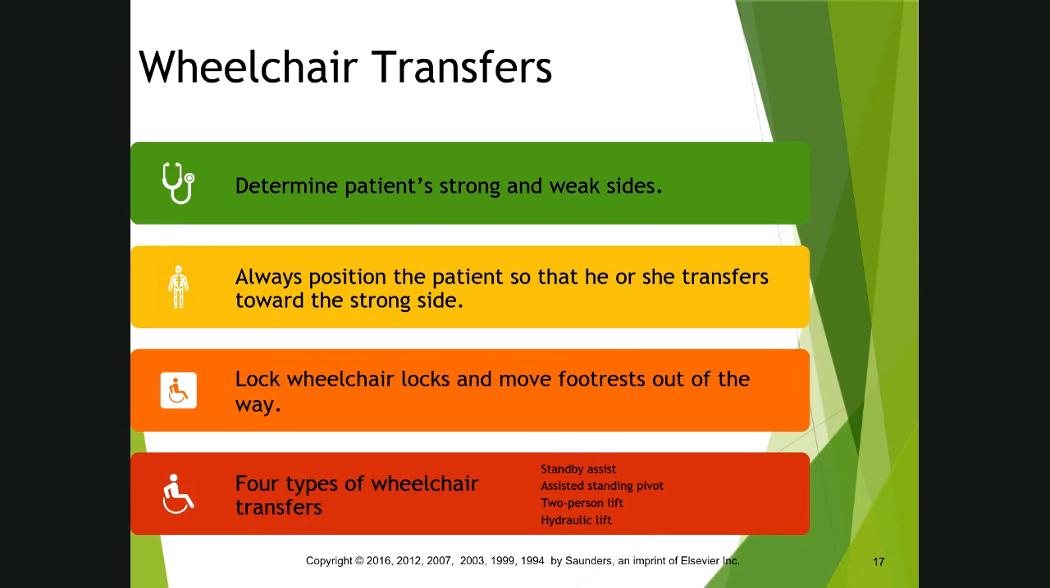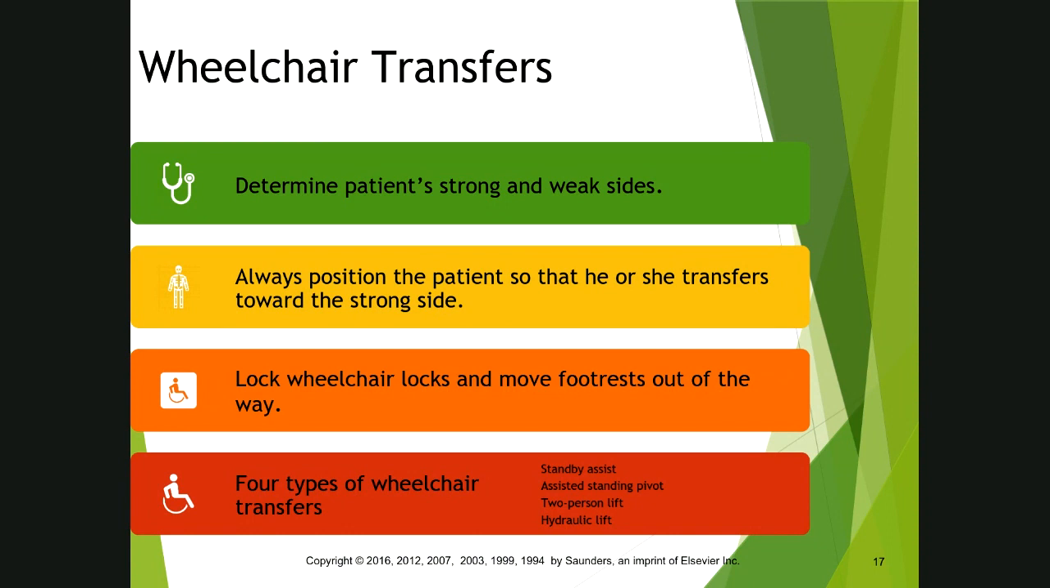Always, with a wheelchair and a stretcher, if something has wheels, lock the wheels. Okay? The worst thing you can do is not lock the wheels and have whatever the patient is in start slipping away as they start standing up. So lock the wheelchair locks, move the footrests out of the way so that the patient does not trip over them. And like I said, there are 4 types of wheelchair transfers.